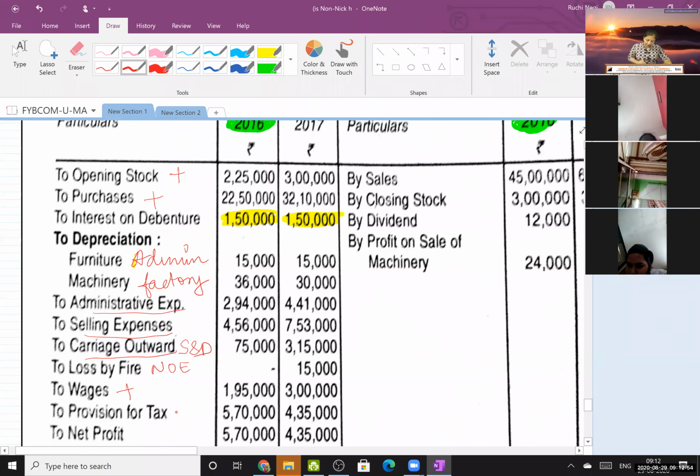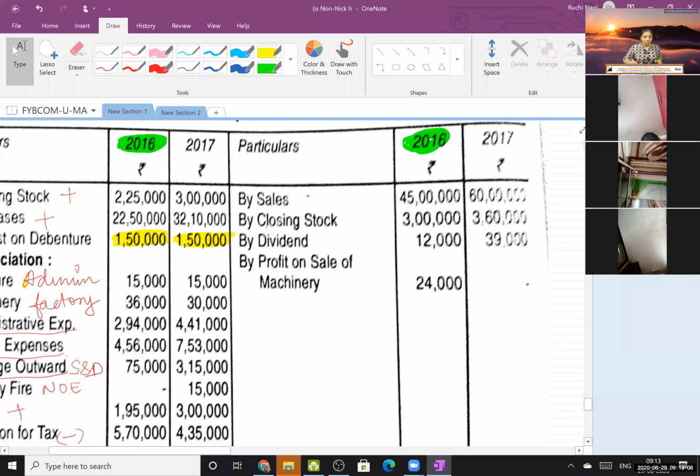Provision for tax, ये टैक्स पे करेंगे हम. Less NPBT, net profit before tax, less taxes paid, NPAT, net profit after tax, तो ये माइनस होगा. Sales, we know the very first item in the revenue statement is sales only. Then closing stock COGS के फॉर्मूले से less होगा.